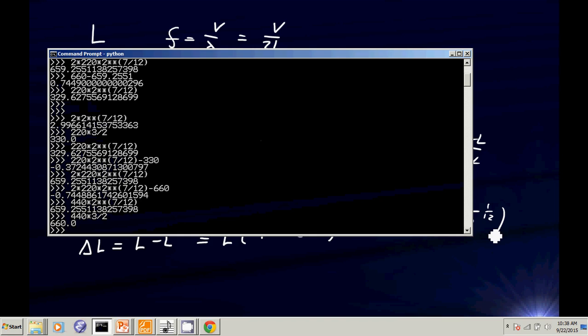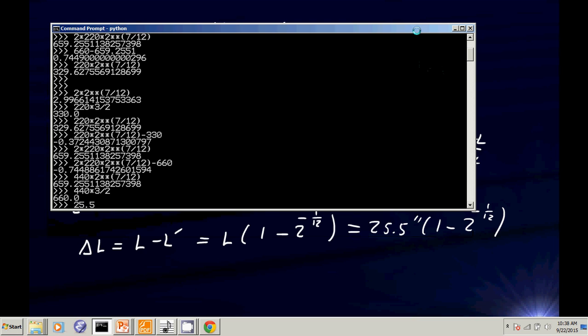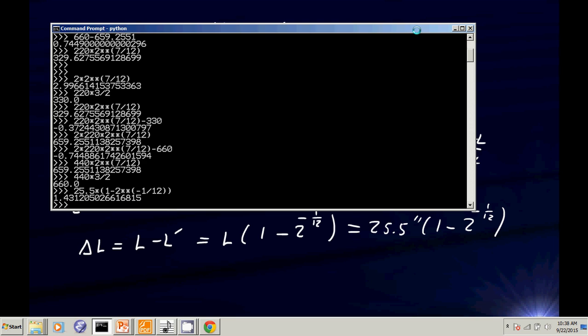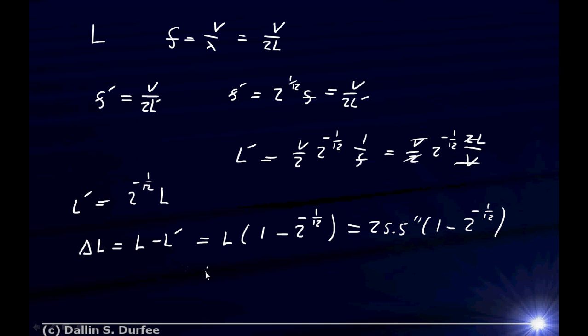All right, let's go into Python and we'll say we want our first fret to be at a distance of 25.5 inches times 1 minus 2 to the negative 1/12. And it looks like we should put our first fret 1.43 inches from the end of the nut. So delta L is 1.43 inches. All right, so we've used physics to design a guitar, and that's awesome.